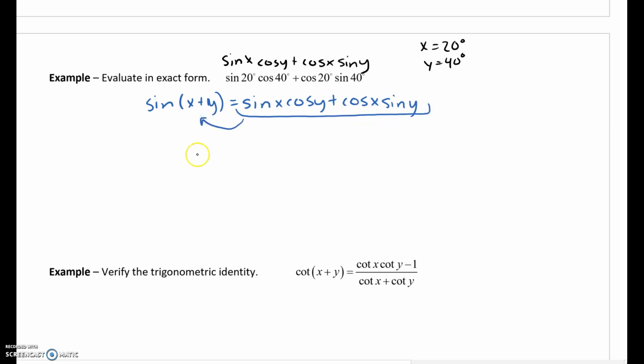So this is just sine of 20 plus 40 degrees. 20 plus 40 is 60, so sine of 60 degrees. And we know that on the unit circle, the sine of 60 degrees is, hopefully you guys already have this before I tell you, root 3 over 2.